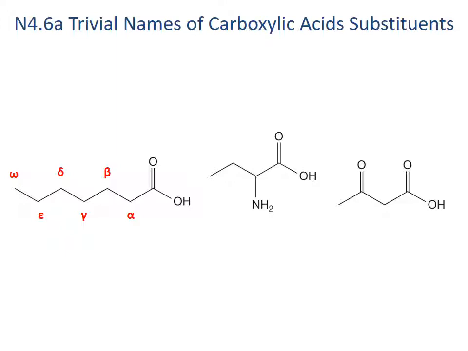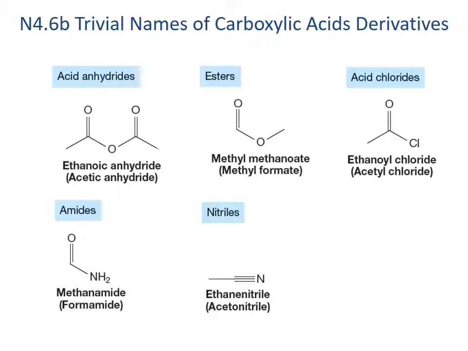Examples of this type of trivial positioning system come through all over the place, notably omega-3 and omega-6 fatty acids, where we have the last double bond position given relative to the last carbon, the omega carbon, of an unsaturated fatty acid. Alpha amino acids, where the amine is on the alpha carbon of a carboxylic acid, or beta-keto acids, are a class of compounds abundantly common in biology.